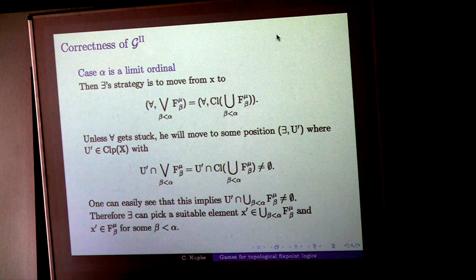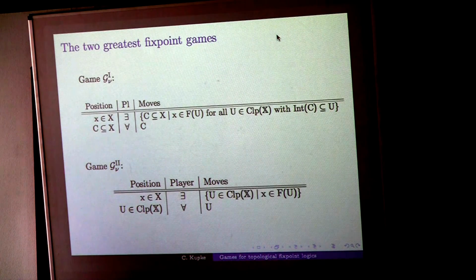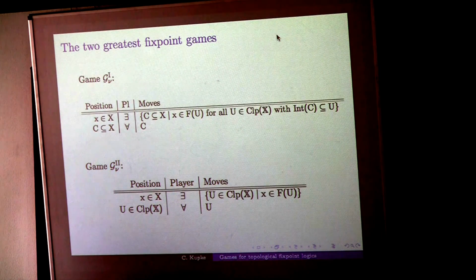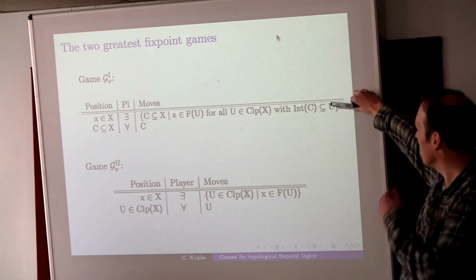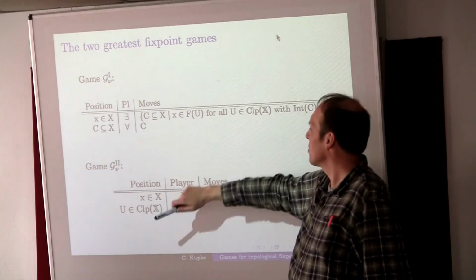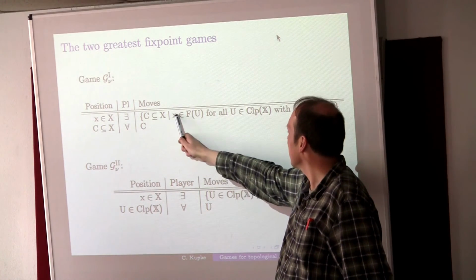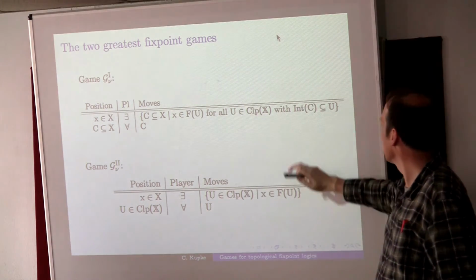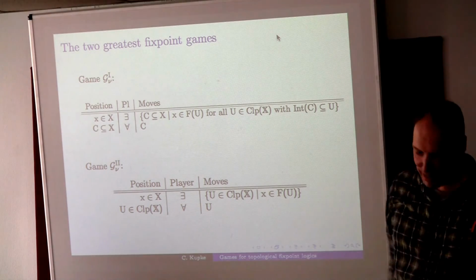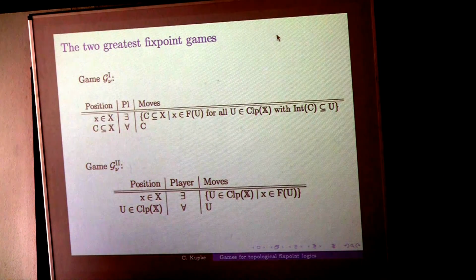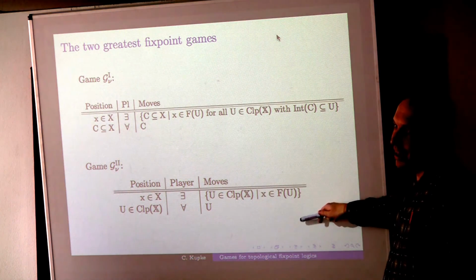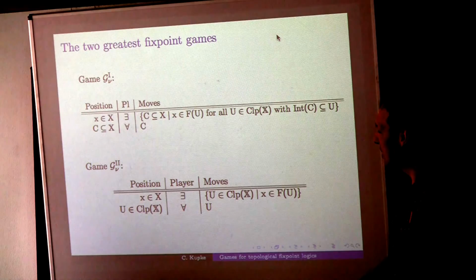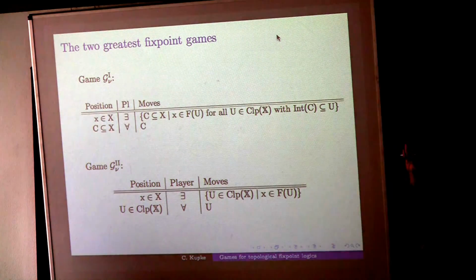And similarly, in fact, we have two games also for the greatest fixed point. So this is the analogous one from version 1: she chooses a C such that x is in F of U for all the clopens where the interior of C is a subset of U. But this one is slightly different. It just looks different. It's really just switching quantifiers.